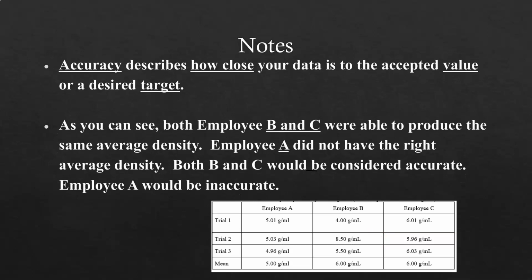Accuracy describes how close your data is to the accepted value or a desired target. As you can see, both employee B and C were able to produce the same average density. We see the mean, or average, those mean the same thing, is 6 grams per milliliter. Employee A, however, did not have the correct average. Both B and C are considered accurate based off of their average. However, employee A is inaccurate.